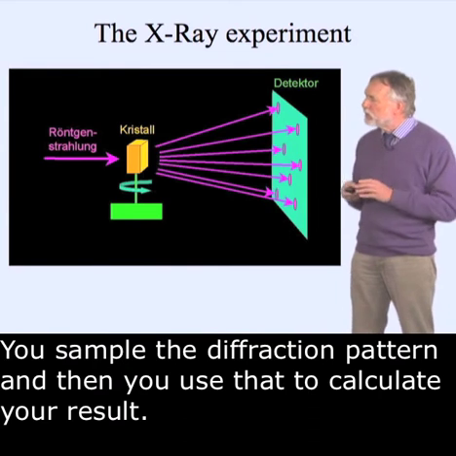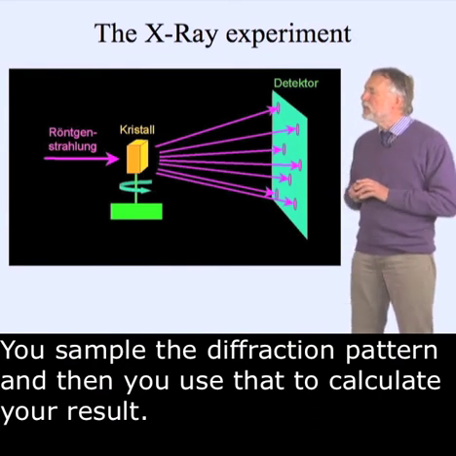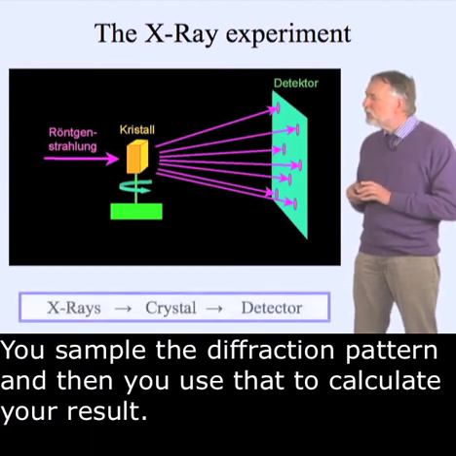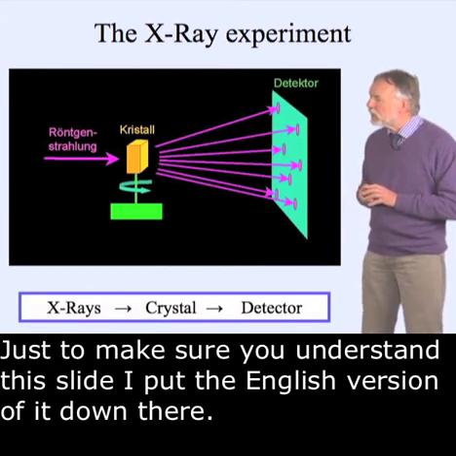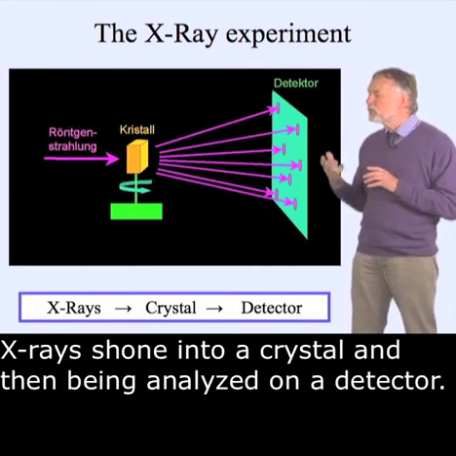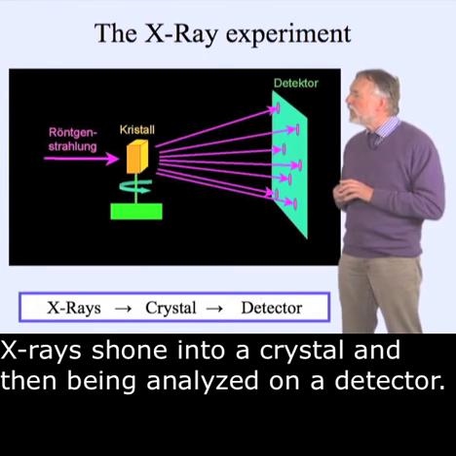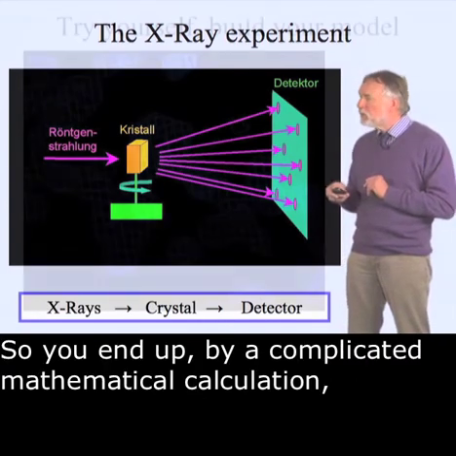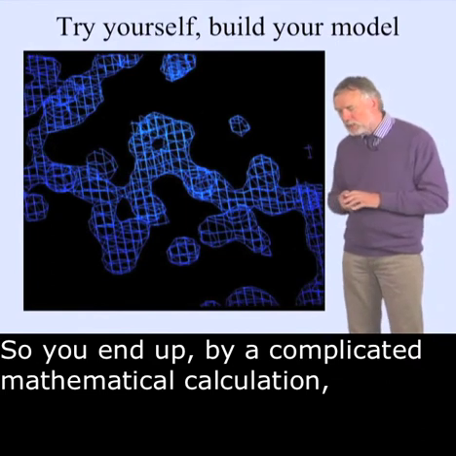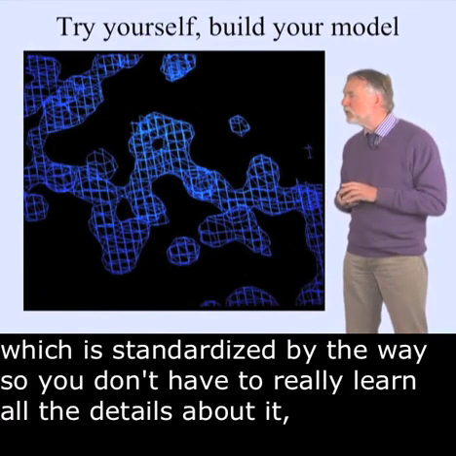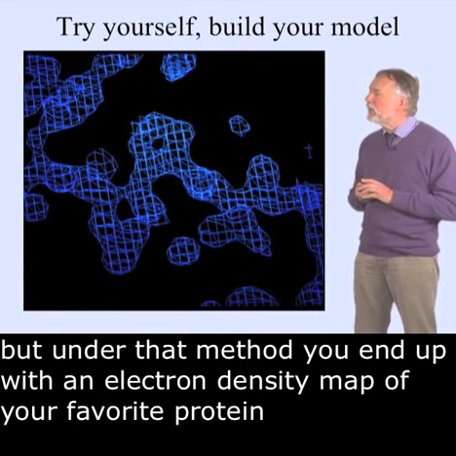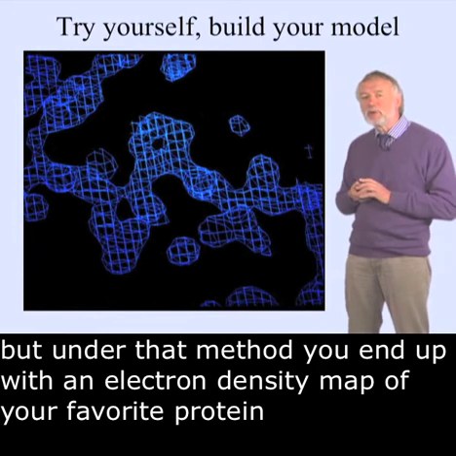You sample the diffraction pattern, and then you use that to calculate your result. Just to make sure that you understand this slide, I put the English version of it down there: X-rays shining on a crystal and then being analyzed on a detector. But you end up, by a complicated mathematical machinery calculation, which is standardized, by the way, so you don't have to really learn all the details about it, with an electron density map of your favorite protein.